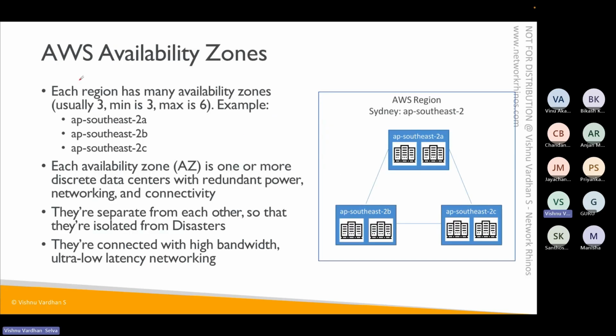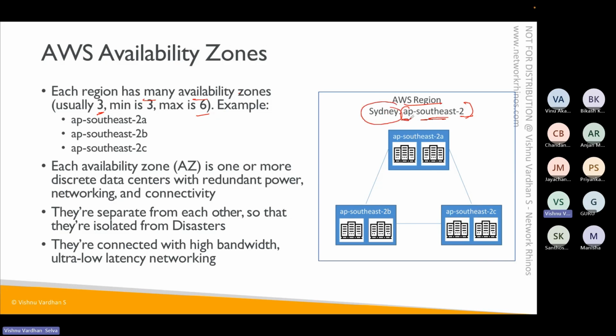So that's what availability zone means. Each region has many availability zones. Minimum 3, or usually 3 and maximum up to 6 we can have. And availability zone represent we use something like this. See, my region name is AP Southeast 2. AP Southeast 2 is the region name defining Sydney region.